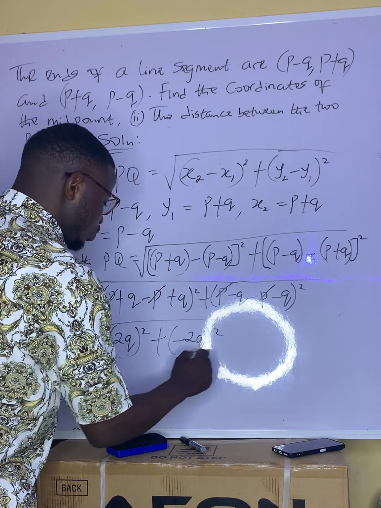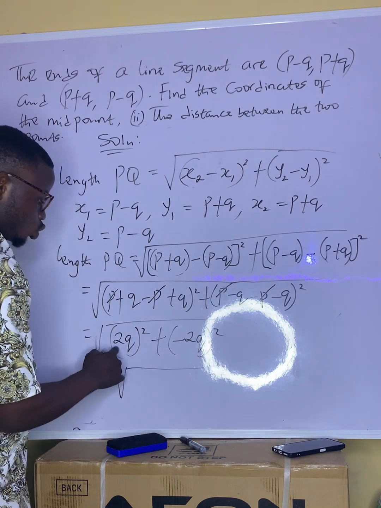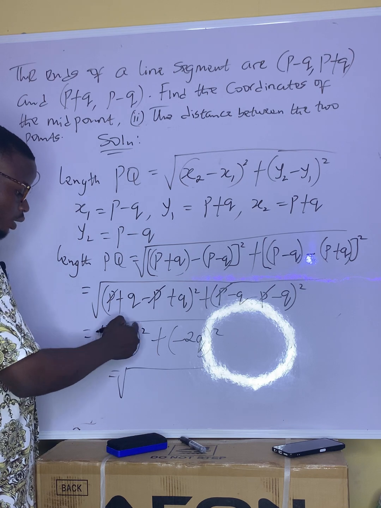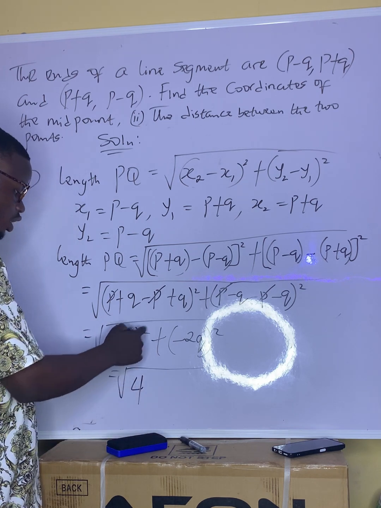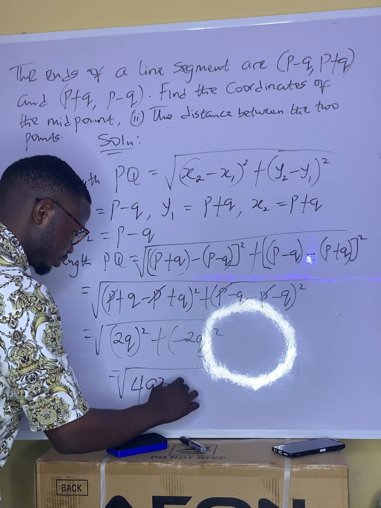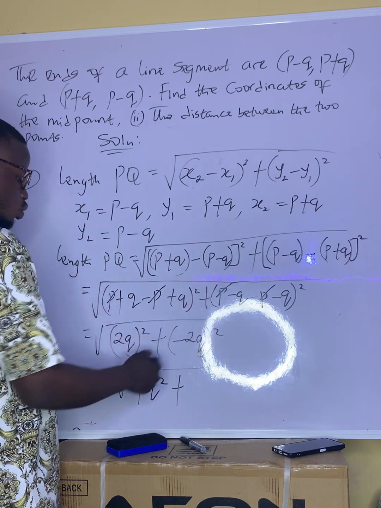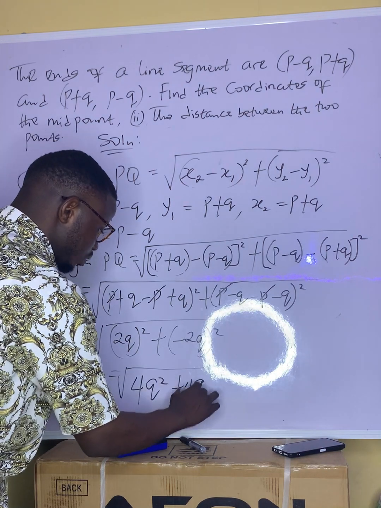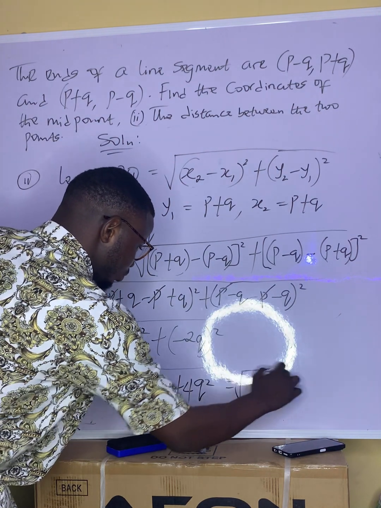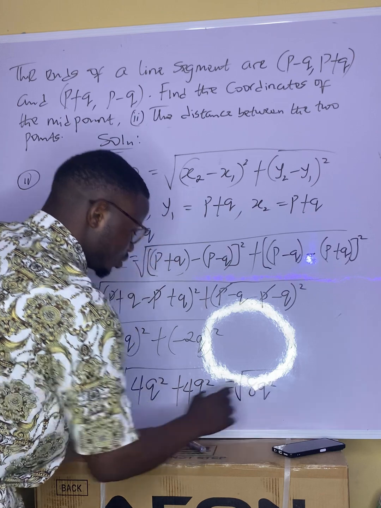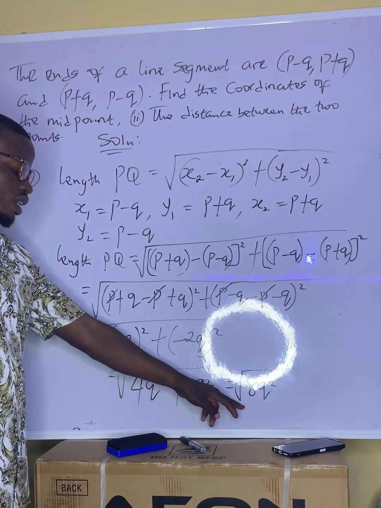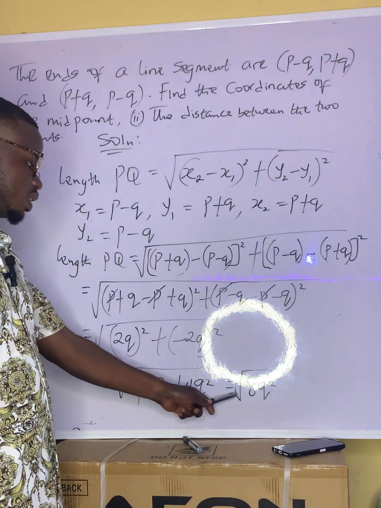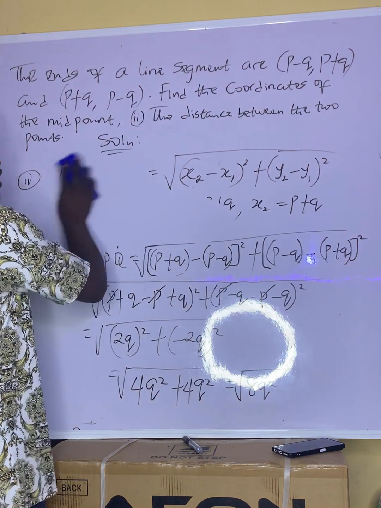So now the next thing I need to do here is 2 raised to the power of 2, both 2 and Q, they are sharing the power of 2. 2 raised to the power of 2 will give us 4. Now Q raised to the power of 2, that will give us Q square, plus minus 2 raised to the power of 2, that will give us 4. Q raised to the power of 2, that will give us Q square, is equal to, that's 8Q square. So here we have 8Q square over there. Now the next thing, this is not the final answer, we cannot stop here. So we still need to simplify further.